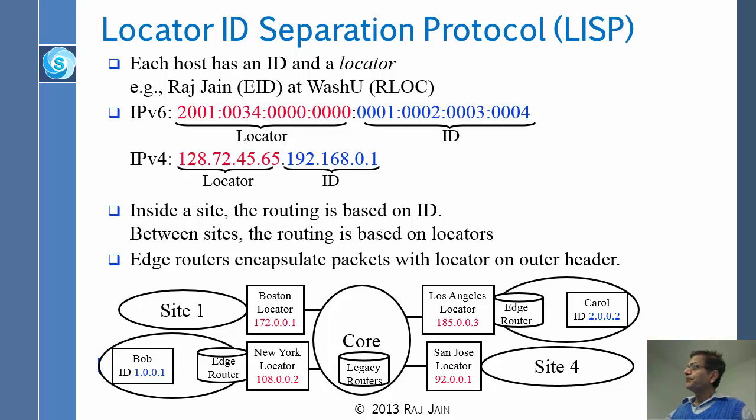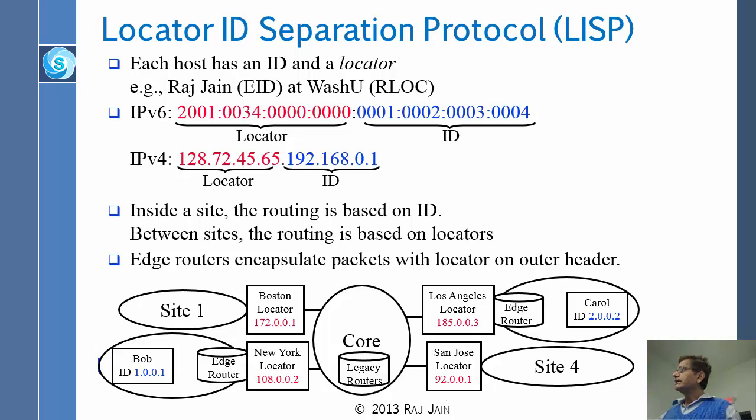So basically, it's shown here. Bob is here. His ID is 1001, and Carol is here. Her ID is 2002. Bob happens to be at this site, and it has a locator of 100,002, which is New York. Carol happens to be at Los Angeles. Her locator is 185,003. All right. So locator is where you are, and the ID is who you are, right?